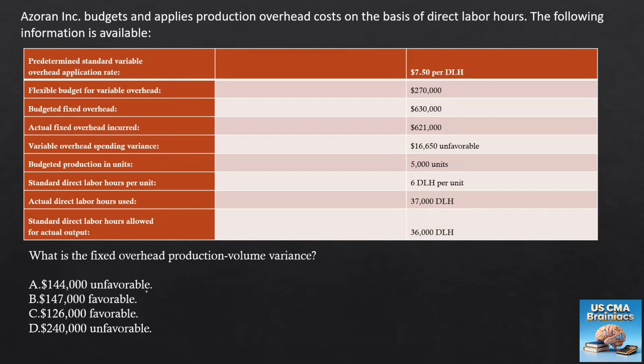It's our last question. So this is a production-related question, you can read the question. A company budgets and applies production overhead cost on the basis of direct labor hours. The following information is available, but the question is asking for the fixed overhead production volume variance. So first we write the formula: applied minus budgeted.